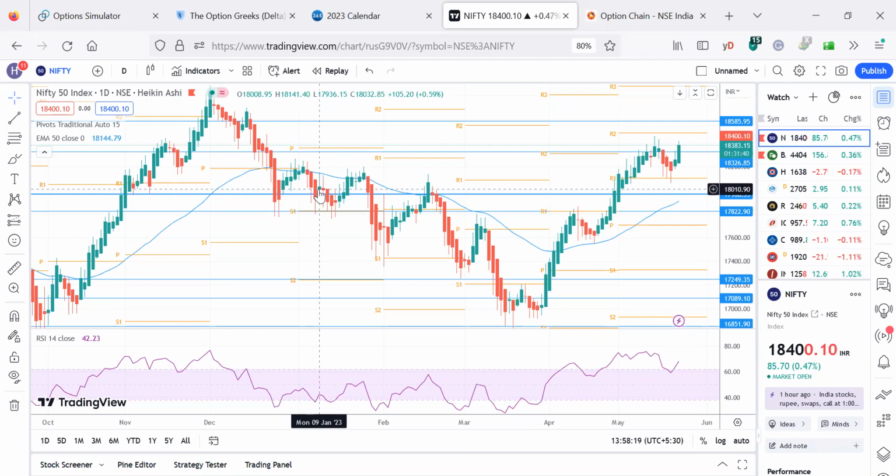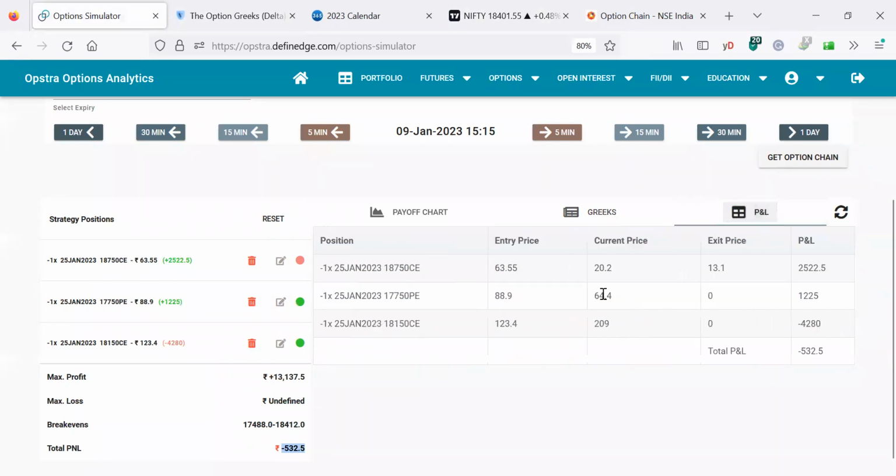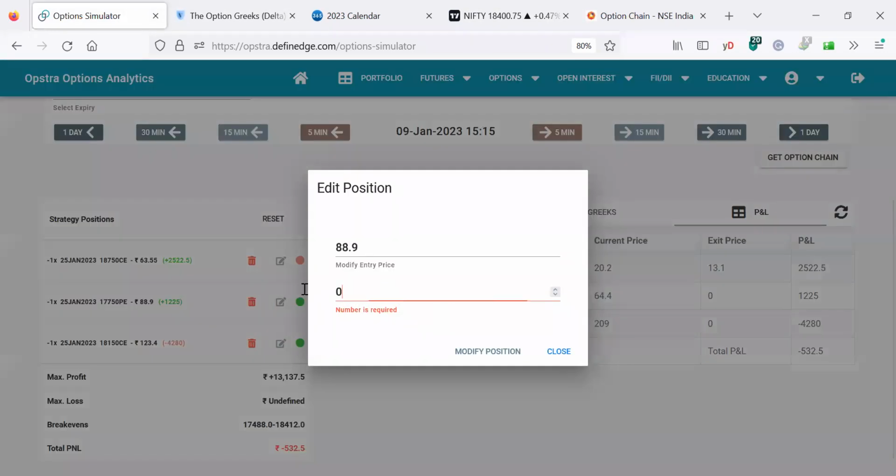The only thing that we can do is make it delta neutral. So I'll make it neutral, and we'll see which side is profitable now. These are the open sides. Blue dots mean these are the open positions. So we are getting 1,225 rupees in the put. I'll check how much premium it is right now. The current put price is 64.4. So I'll just book it.